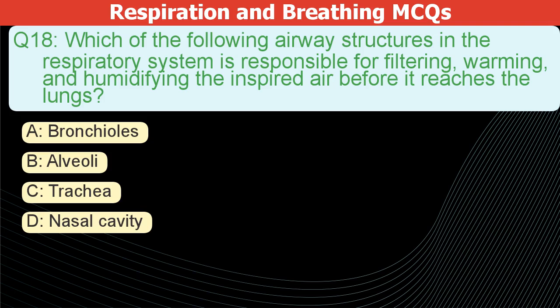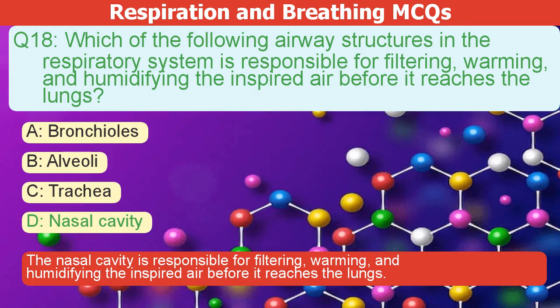Which of the following airway structures in the respiratory system is responsible for filtering, warming, and humidifying the inspired air before it reaches the lungs? A. Bronchioles. B. Alveoli. C. Trachea. D. Nasal cavity. The correct answer is D. The nasal cavity filters, warms, and humidifies the air we breathe before it reaches our lungs.